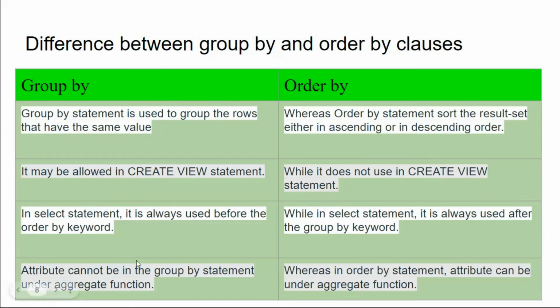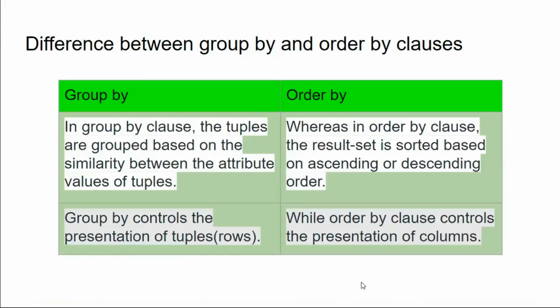And here attribute, in the sense your columns, cannot be grouped under aggregate functions. I said based on the attribute we are going to group the rows. So it is not possible to group an attribute under aggregate functions. Here, we can use the aggregate function under the attribute.